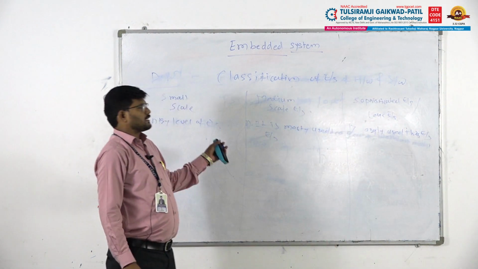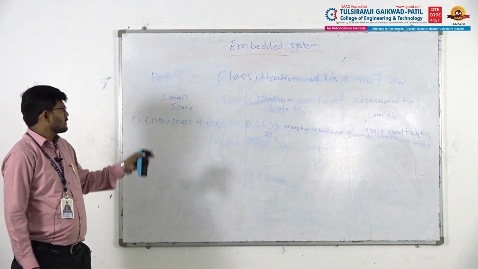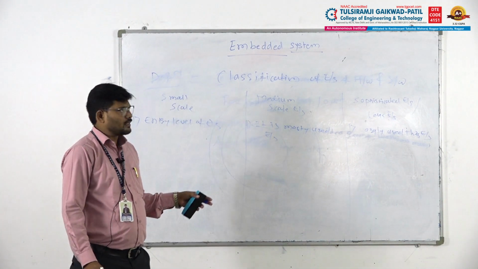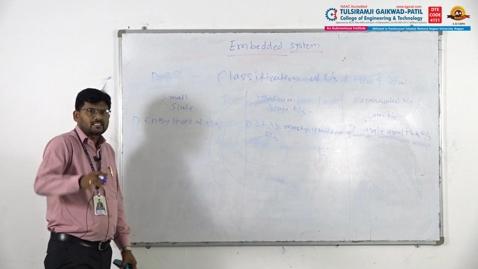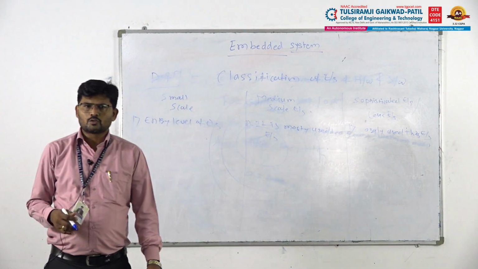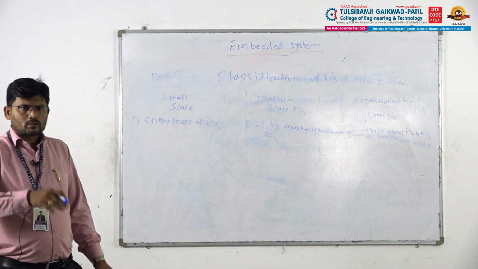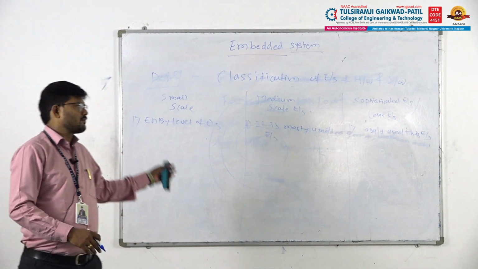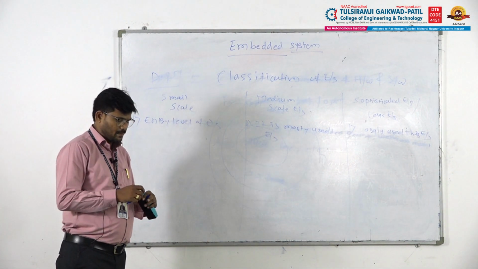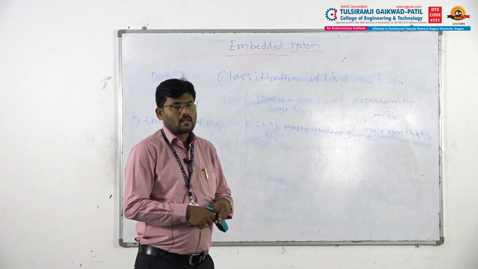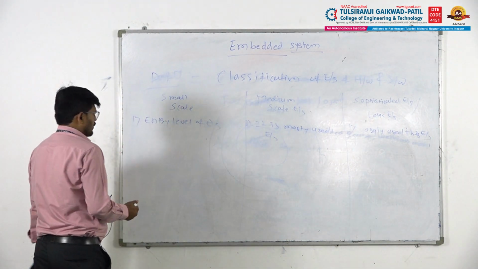So this is the basic difference between small scale embedded system, medium scale embedded system and the sophisticated embedded system. According to which kind of microprocessor or microcontroller is used, the embedded system is classified into three types: small scale embedded system, medium scale embedded system and large scale embedded system. So the first difference we have discussed.